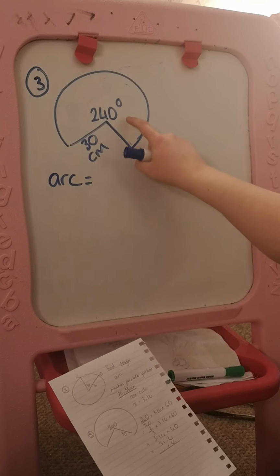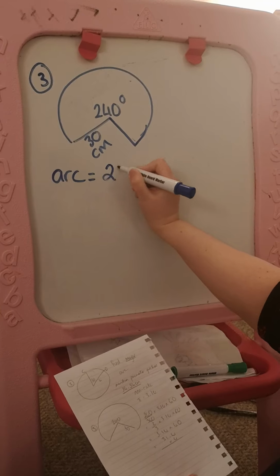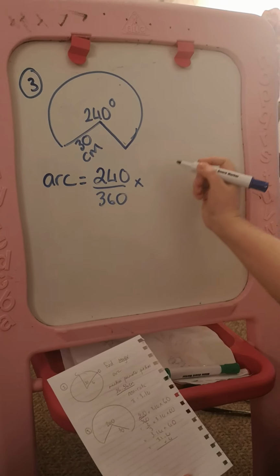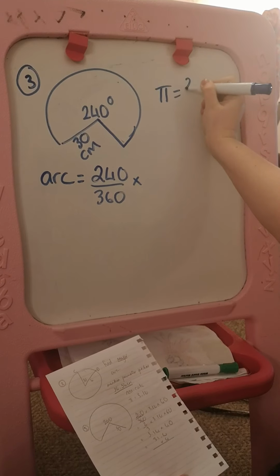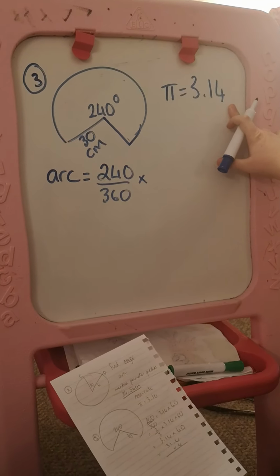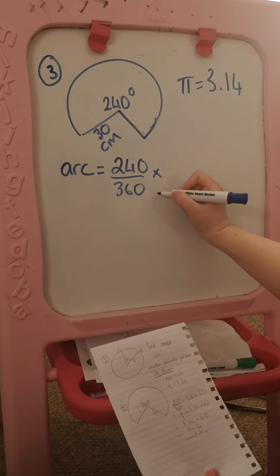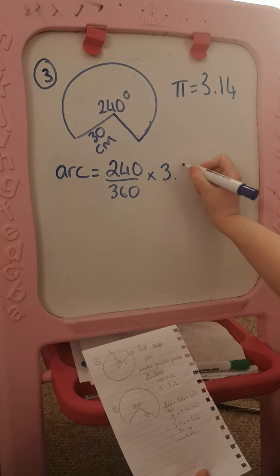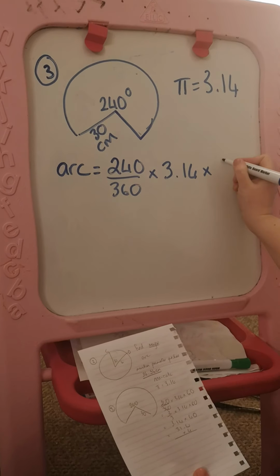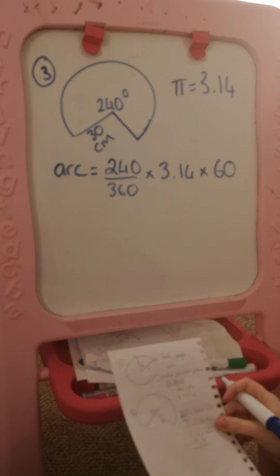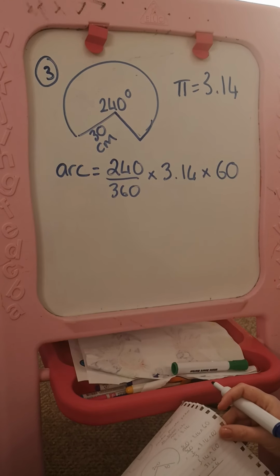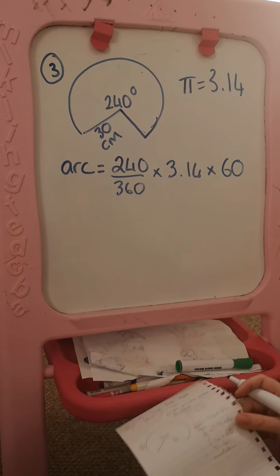So the arc is angle over 360, so 240 over 360 times, now pi in a non-calculator test will always tell you to take pi as 3.14. So we're doing 240 divided by 360 times pi times your diameter. So your diameter is double 30, which is 60. So first step is just what we've been doing, but we don't have a calculator here. So this is where we have to practice our non-calculator skills.